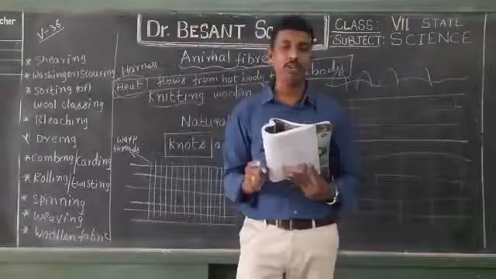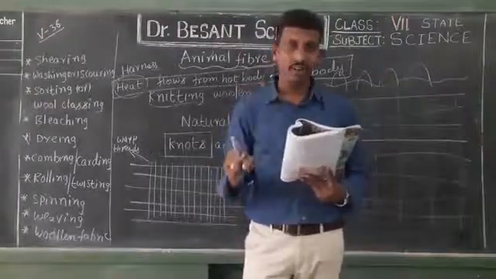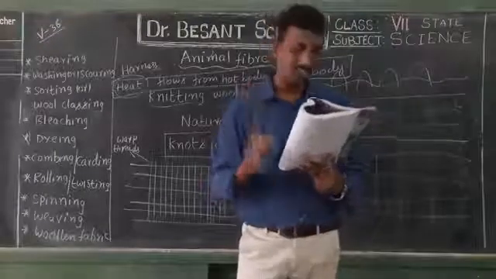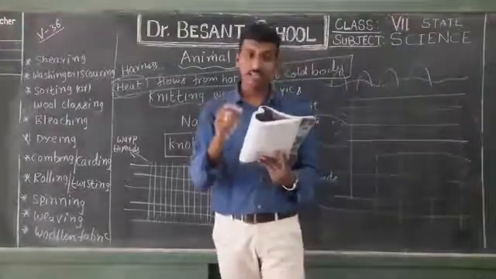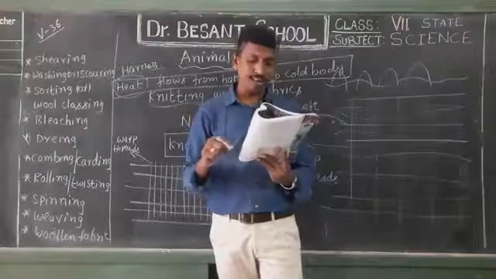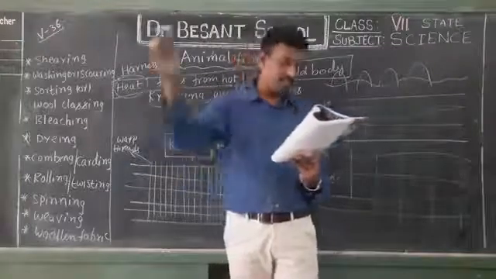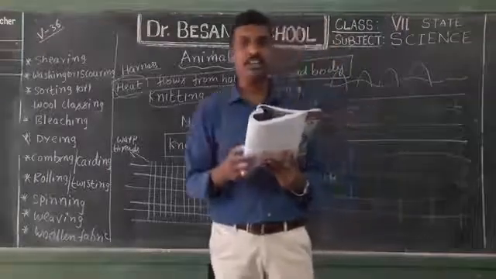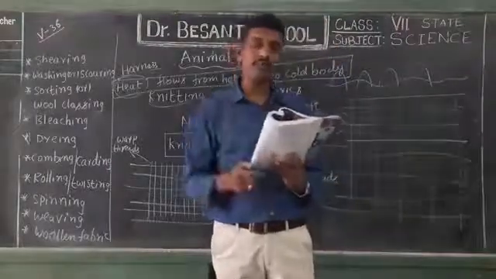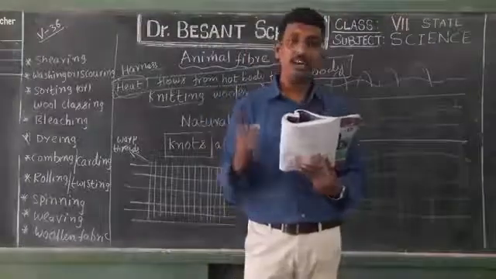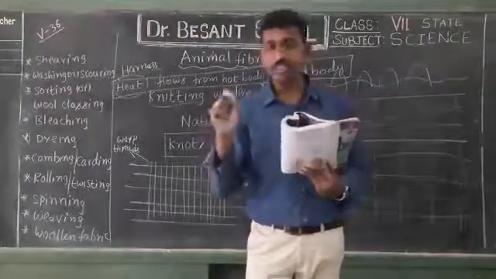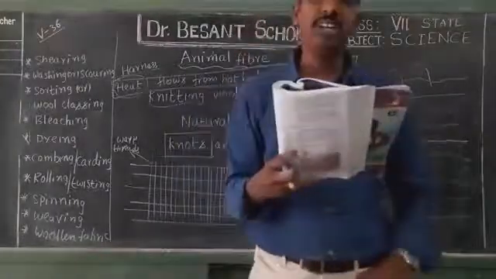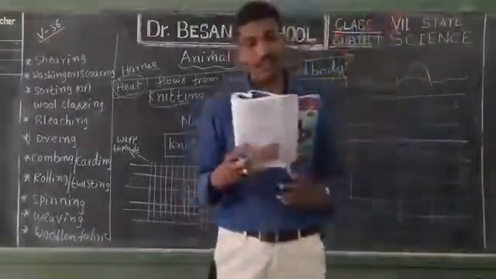Most important point to be remembered. Rearing of silkworms for obtaining silk is called sericulture. Egg, larva, pupa, and adult moth are the different stages in the life cycle of a silkworm, as we saw in the diagram showing the life cycle of a silkworm. Separation of silk fiber from cocoon is called reeling.